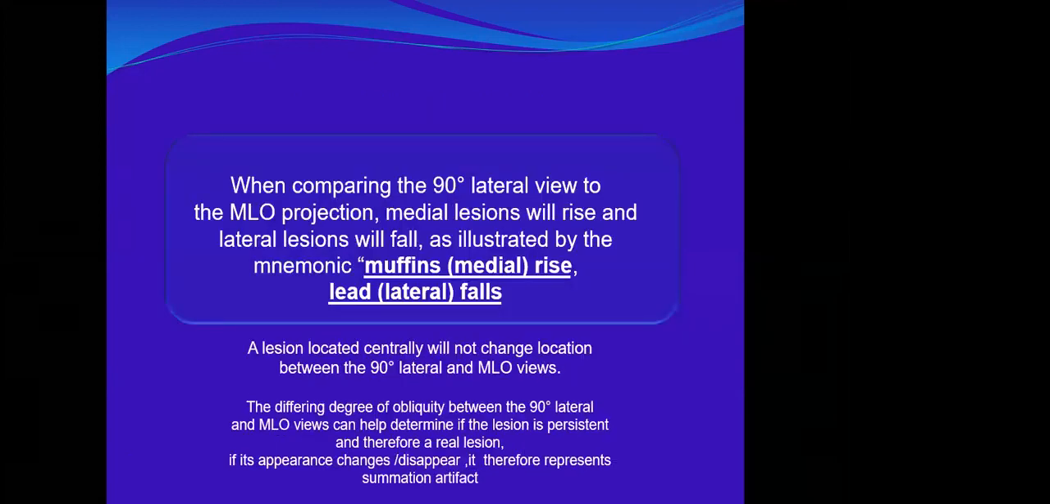Sometimes you might do the 90-degree lateral and still you could not appreciate the lesion. How can you manage? If you do ultrasound and you could not see the lesion, and the CC does not show the lesion, you have seen it only on the MLO view, and you want to make sure whether it is real or not, you need another view. Which is that view?